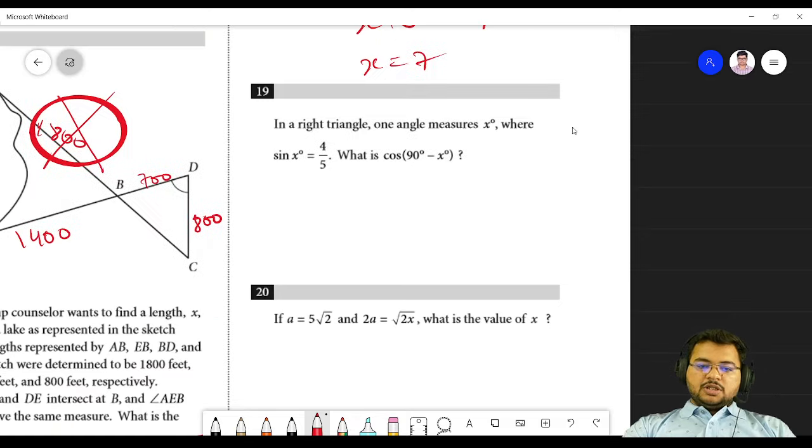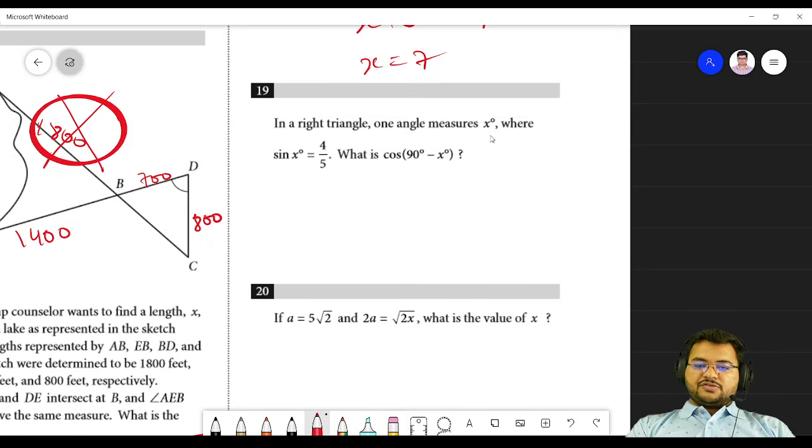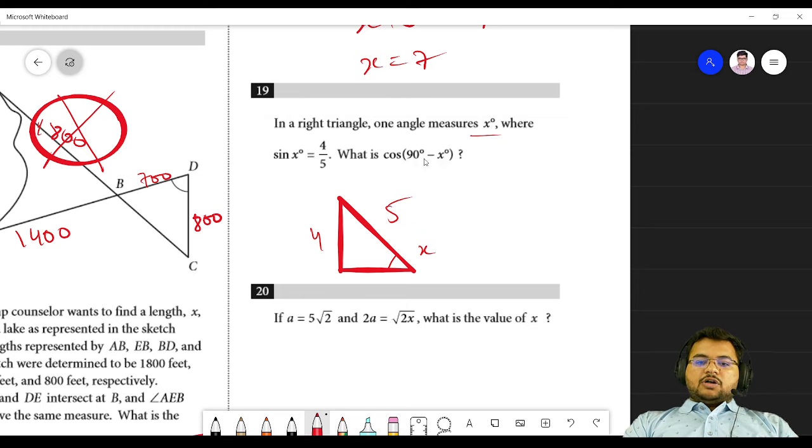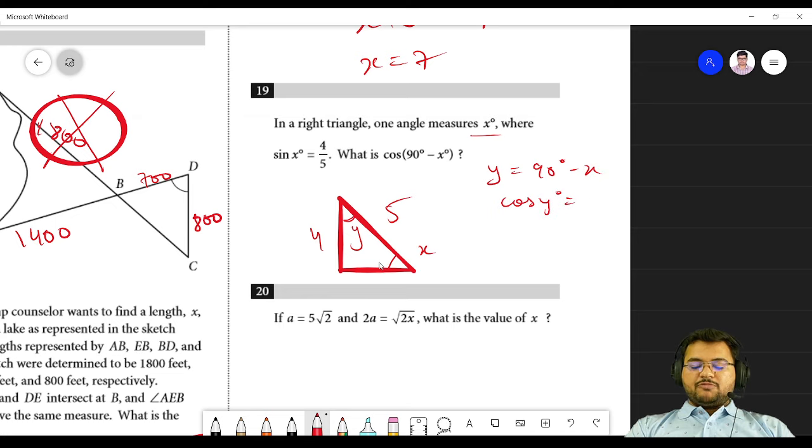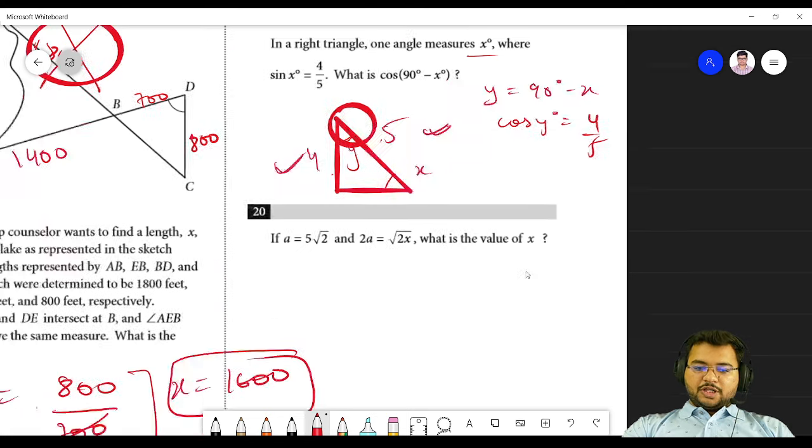Now question 19. In a right angle triangle, one angle measures x degrees where sine x equals 4/5. Okay, so a right angle triangle is there. Let's say this is x. So sine x will be 4 by 5. Cos of 90 minus x. Okay, so this is x, then let's say this angle is y. So y equals 90 minus x. So cos y degrees equals how much? Cos y will be equal to adjacent upon hypotenuse, that is the same 4 by 5, because for this angle this is the adjacent side and this is the hypotenuse. So the answer is already given in the question.